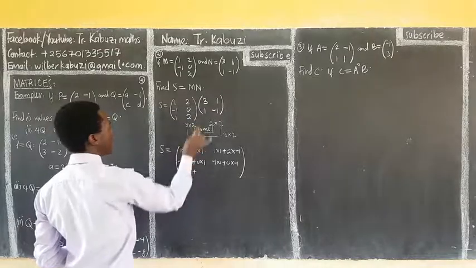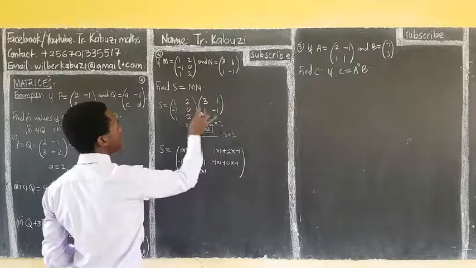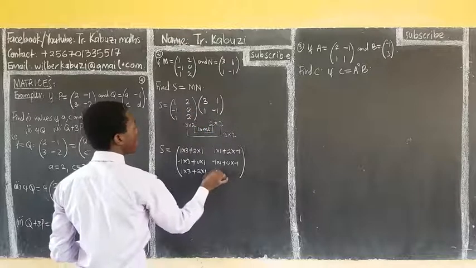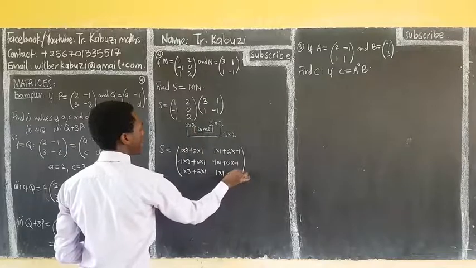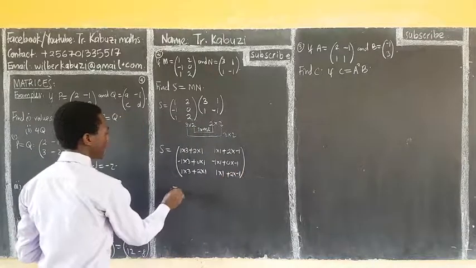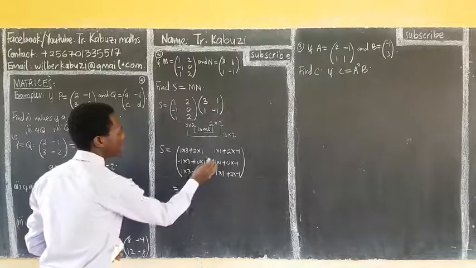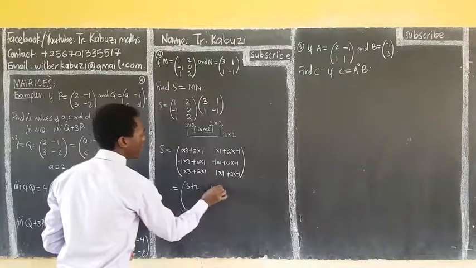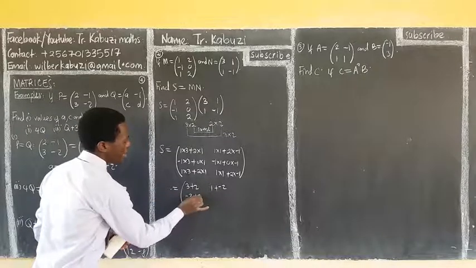Then plus 2 times this. Then this times this, 1 times 1. Then plus 2 times negative 1. So that's what we have there. We have 3 plus 2. This is 1 plus negative 2. This is negative 3 plus 0.